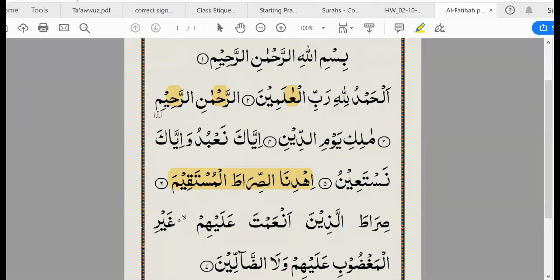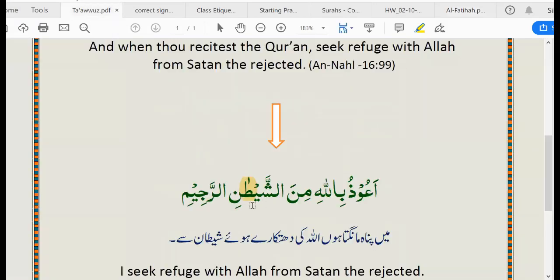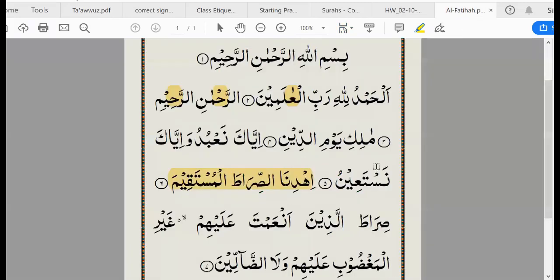And let's go to Tawbuz. Here, it's not minashaytanir rajim, okay? So we are running out of time. But if you go over this verse again and again in the next lessons, maybe another teacher can listen to it again, okay? Jazakumullah.